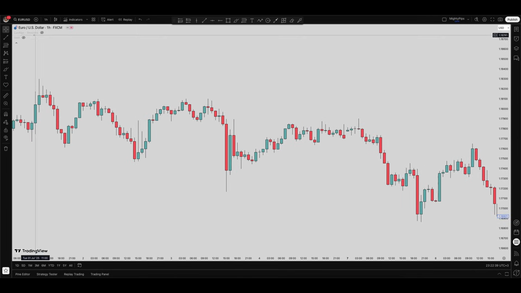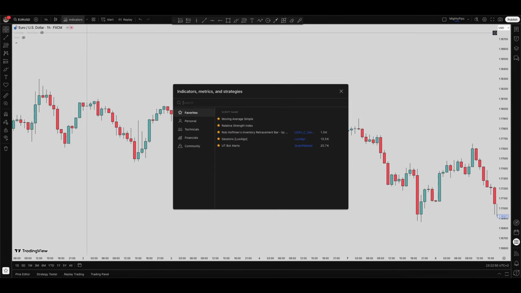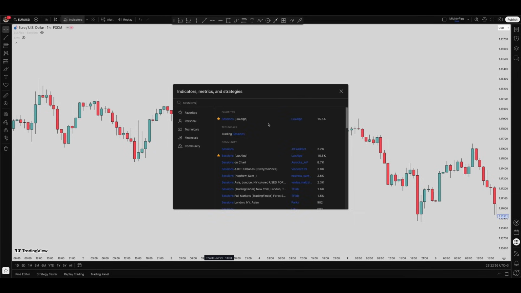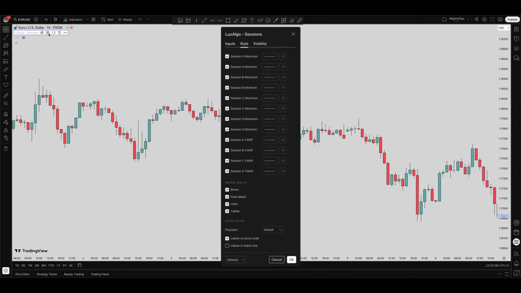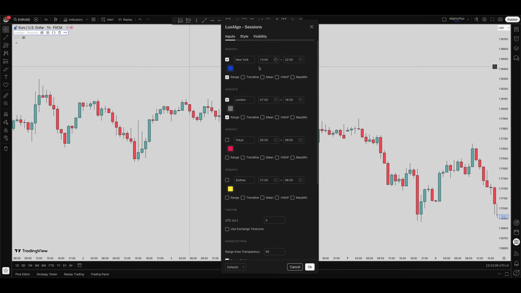All right, we are looking at the Euro USD chart. What I want you to do is go and search for an indicator called sessions by Lux Algo. Just go to indicators up here, and then search sessions by Lux Algo. This first one here, I want you to put that on your chart. When it is on your chart, you can use these settings right here. Let me show you the settings I have.